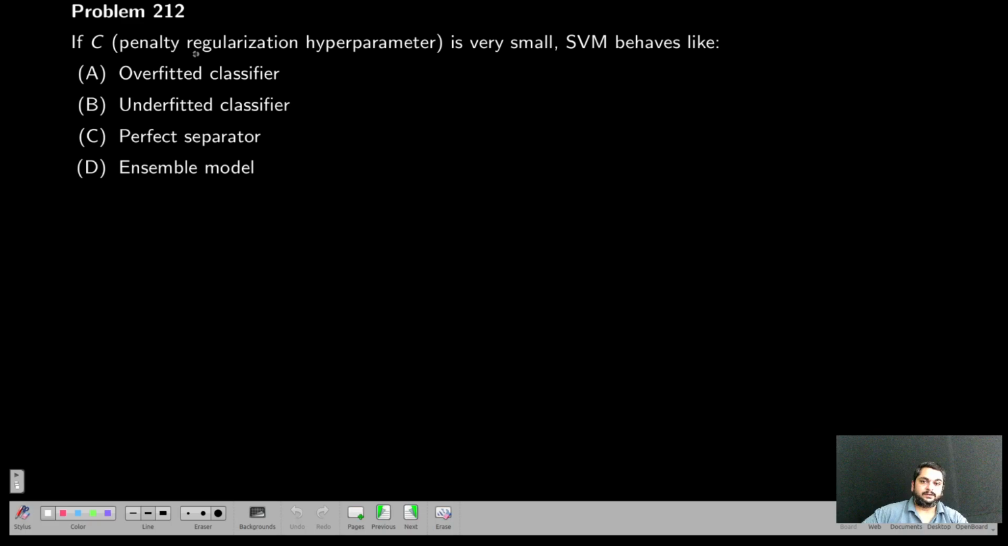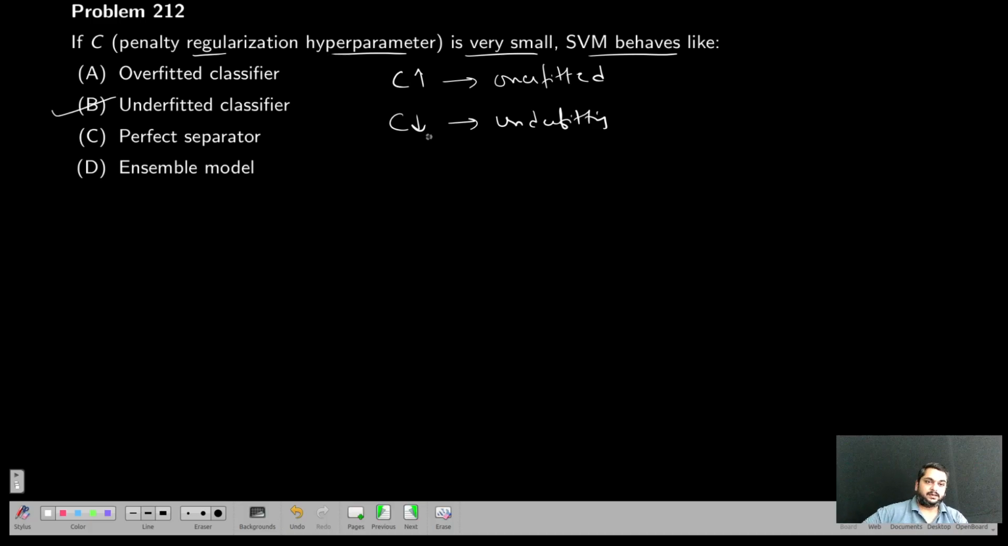If C, that is the penalty hyperparameter, is very small, SVM behaves like a soft margin SVM. So it leads to underfitting. Again, if you increase C, it becomes like a hard margin. So that is overfitting, too complex. It can capture noise also. If C is low, it has underfitting, more bias. So it acts as underfitting.